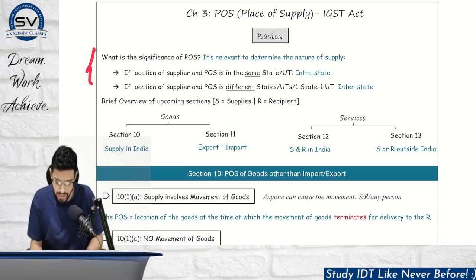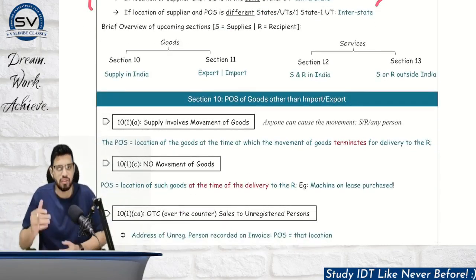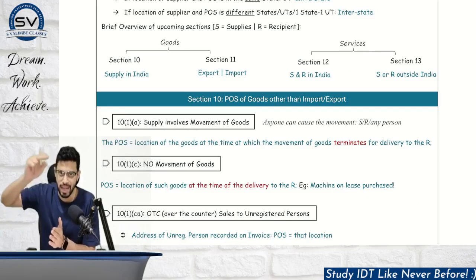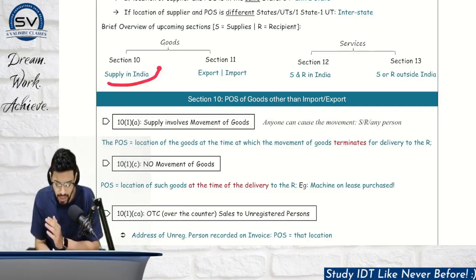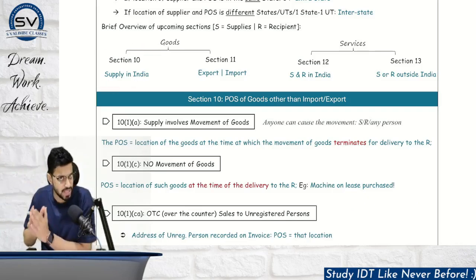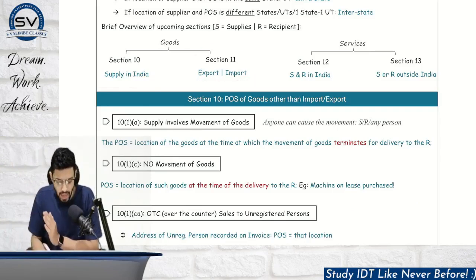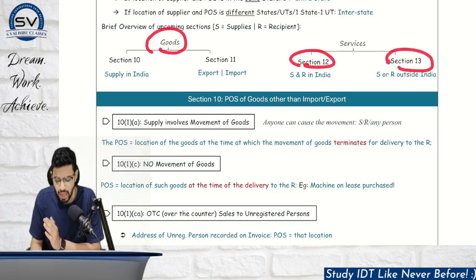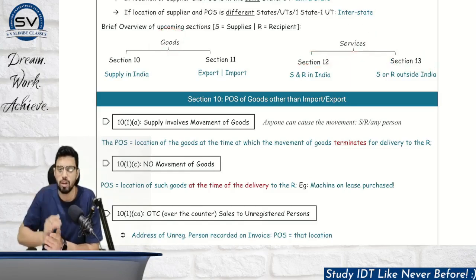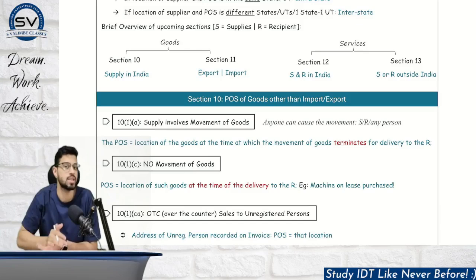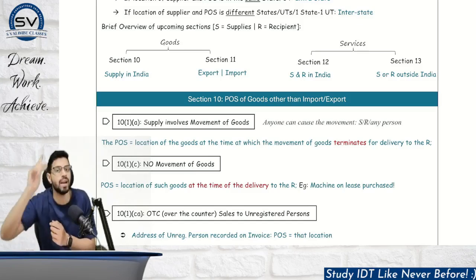So significance is clear. Brief overview, the first four sections that we are going to do basically with respect to determination of place of supply are section number 10, 11, 12 and 13. Section number 10 deals with respect to supply which is happening in India. 11 deals with export import transaction. Basically 10 and 11 are with respect to goods and 12 and 13 are with respect to services. Section number 12 talks about place of supply when the supplier and recipient both are in India, and section number 13 deals with the situation when supplier or recipient are in India.